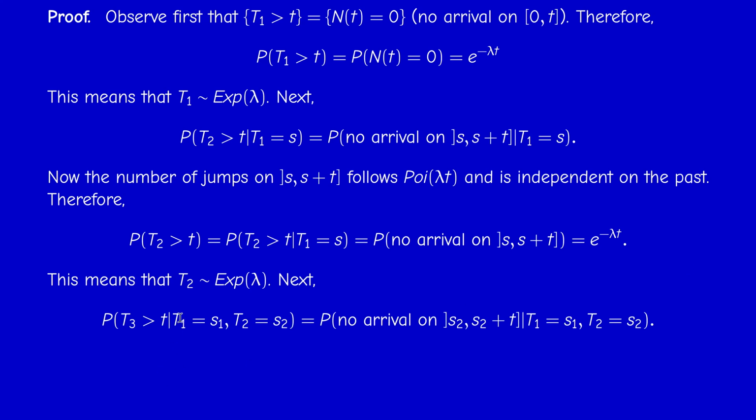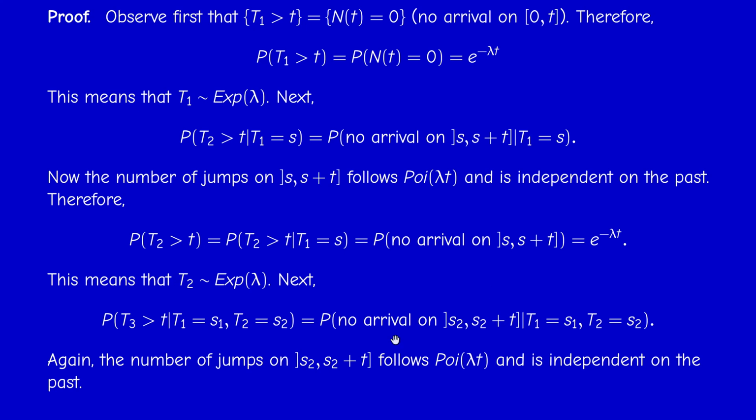If we compute the conditional probability that T3 is at least small t, given T1 equals S1 and T2 equals S2, then this is the same thing as, we have to wait at least t time before the next event. So this is the probability of no arrival on the interval S2 to S2 plus t, given the past. But the independence condition tells me that we can get rid of the past. And the probability of no arrival during this interval is e to the minus lambda t.